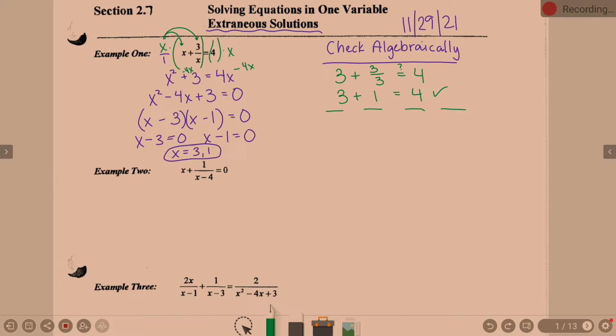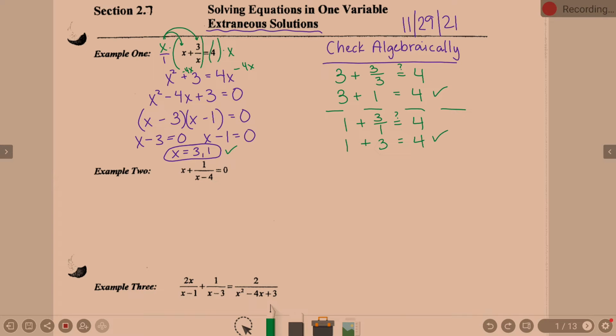If we do the same thing with 1, it's 1 plus 3 over 1. And the question is, does it equal 4? Well, 1 plus 3 does indeed equal 4. So again, be in that habit of checking your answers today, somehow or another. To be honest, the original check of, oh, well, 0 would make that denominator 0, so it can't be 0. That's probably going to be sufficient on some of these, but not always.